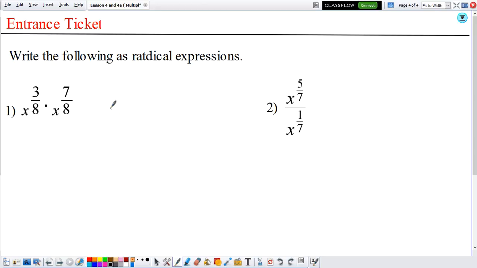Here's your entrance ticket. Try to write the following in radical form.